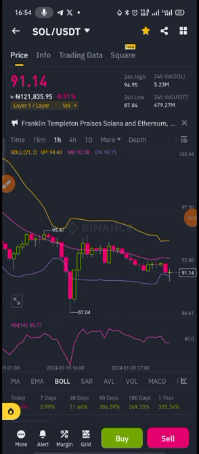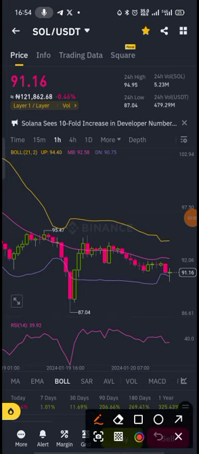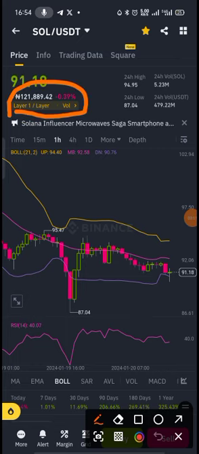Then what else is here to look at? You're looking at candle time frames. You see the price of the coin, although I shifted mine to Naira so you can see the Naira equivalent of the coin. Now you see 24 hours high. That is the highest the coin has gone in 24 hours. You can see the trading volume of the coin in 24 hours.